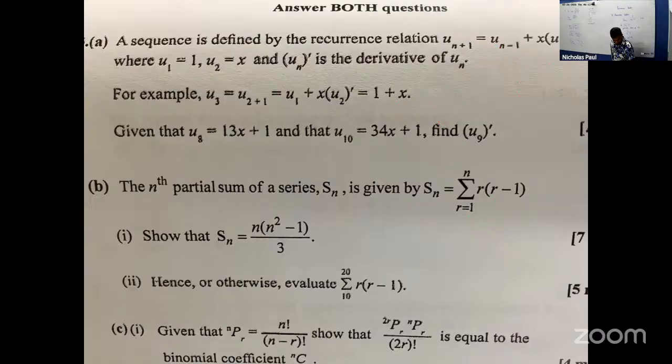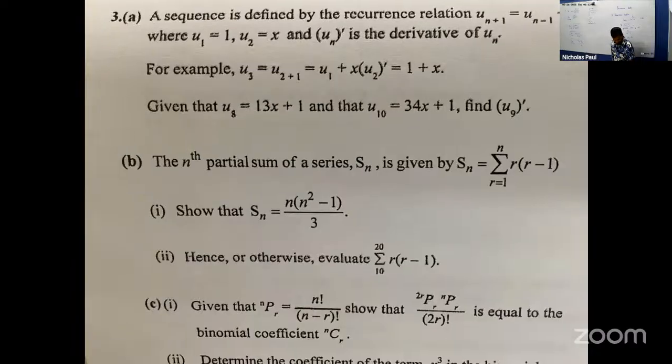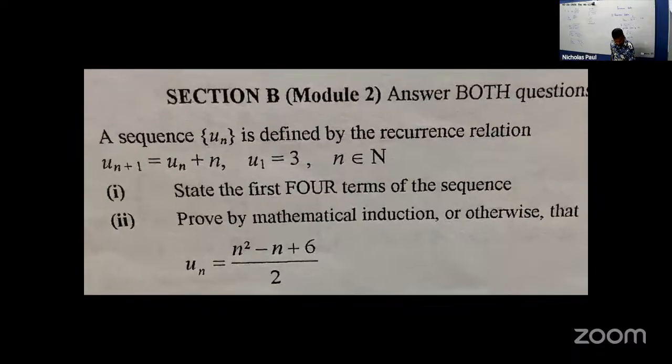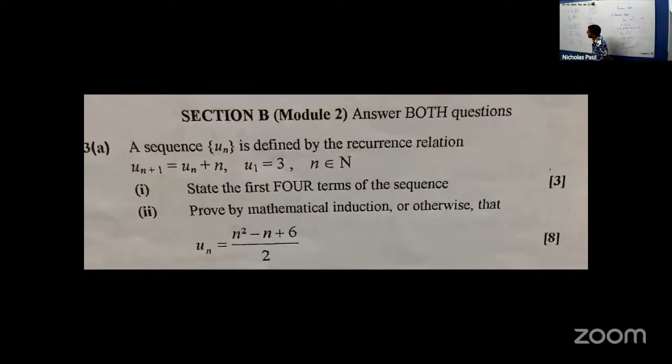All right. Here's what we need now. Here they gave us a PMI. You remember the steps of PMI? Show it holds for n equals 1. Assume it holds for n equals k. And then prove it holds for n equals k plus 1. But we have a big problem here.